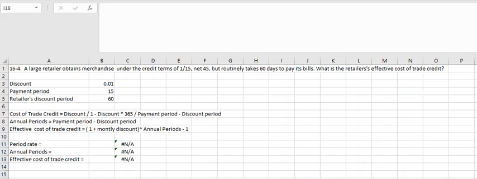Problem 16.4. A large retailer obtains merchandise under credit terms of 1/15 net 45, but routinely takes 60 days to pay the bills. What is the retailer's effective cost of trade credit?